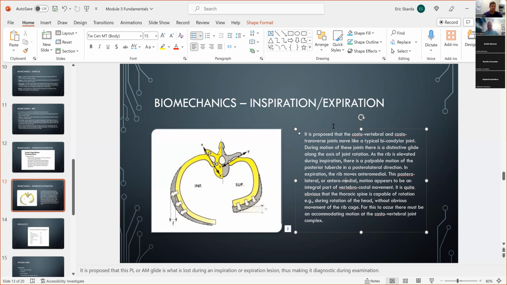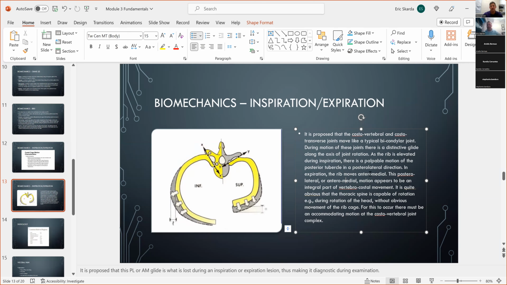This inspiration, expiration, posterior lateral versus anterior medial, and it has not led me wrong in the last 15 years. I've been using this type of thought process. This is the accepted model, and everything's a model, and it's hard to prove these things. This will serve you well.